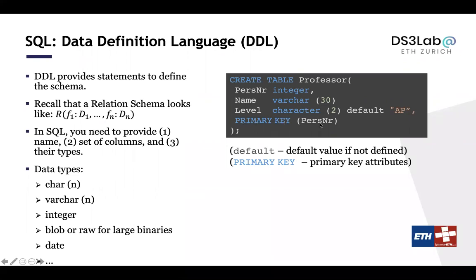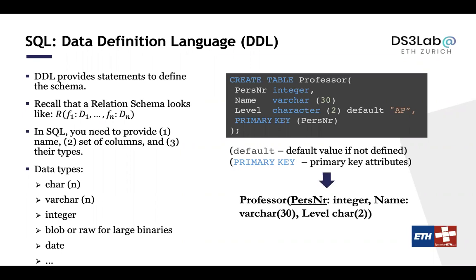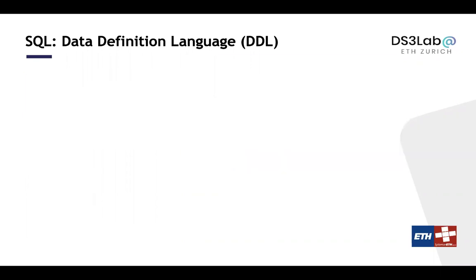Here I have a primary key constraint for this attribute, personal number. What does it mean? In SQL, it means 2 things. First, it needs to be unique. Second, it cannot be null. We talked about this before Easter, integrity constraints. So if you do this, the database is going to create a relation for you.